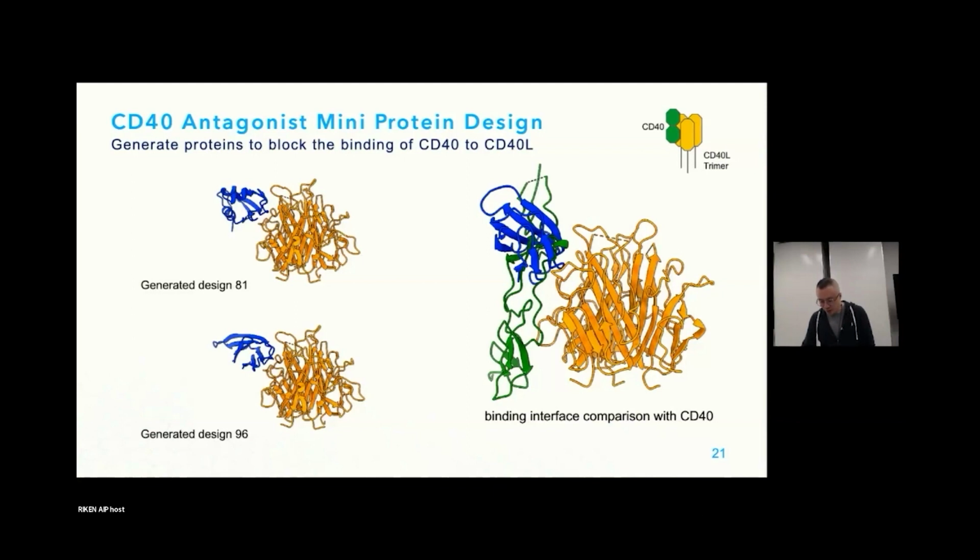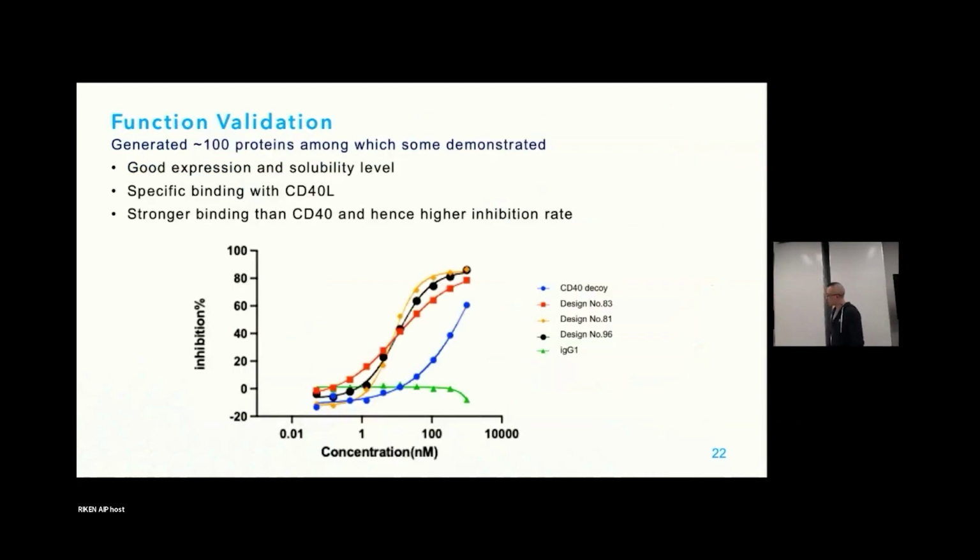So we use this generative model to generate new protein sequences with different types of folds, and we tested some of the good ones. Design number 83 and 81 have a stronger binding affinity and result in better inhibition, blocking the original CD40L and CD40 interaction.